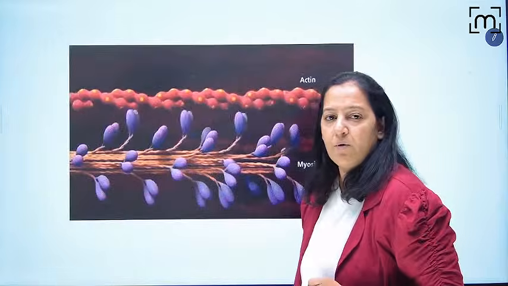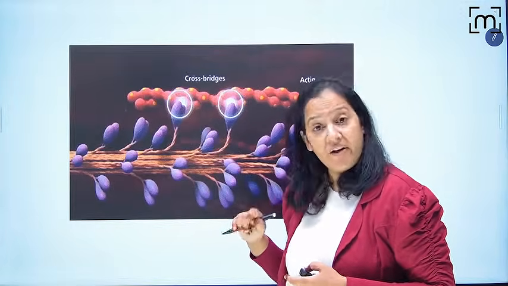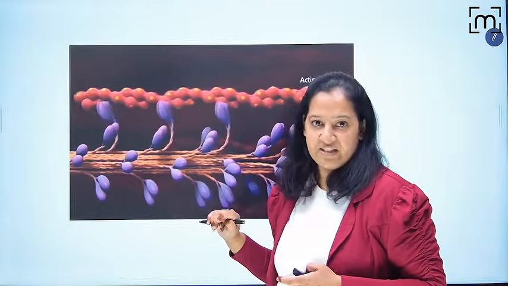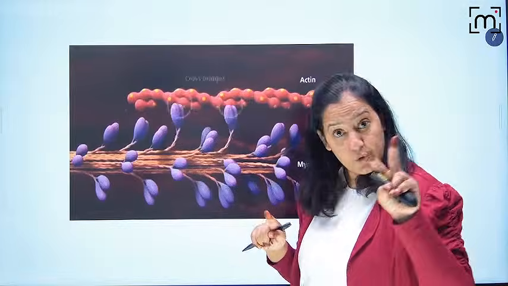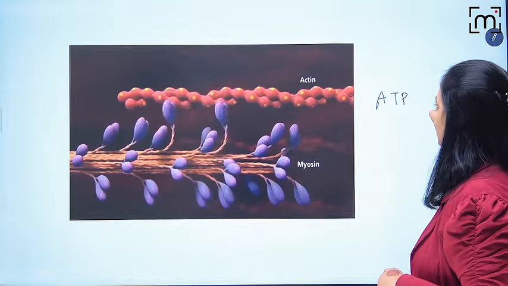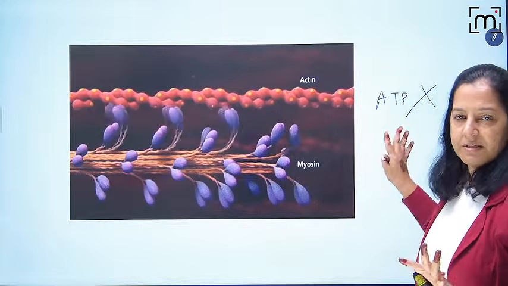I told you two things over here: for contraction, calcium is required, and for relaxation, ATP is required. You remember, for contraction, calcium, and for relaxation, ATP. So after death, two things are happening. Number one, ATP synthesis stops, and the existing ATP is also depleted at one time. So this is regarding the ATP.